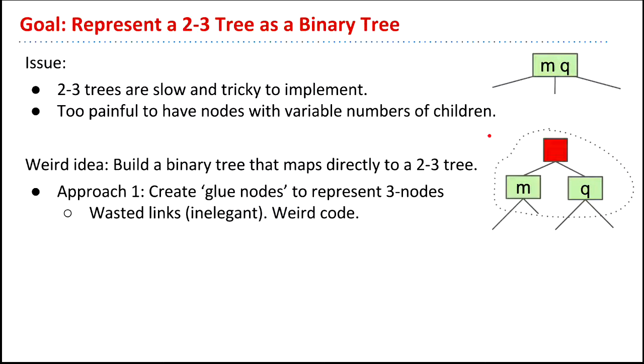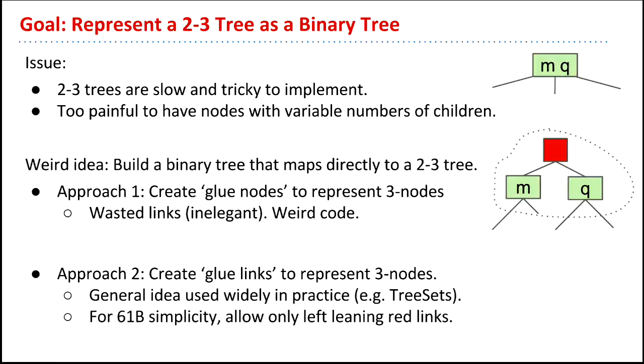Okay. So that approach isn't terribly great because it wastes links and the code gets a little weird. Here's a second approach. What if we connected two nodes that are supposed to stick together in our 2-3 tree using some kind of red glue link? So I realize this is a strange idea, but it turns out that this is the idea that's actually used in practice. If you take a look at the Java standard library, this is actually how the TreeSet that lives there is done.